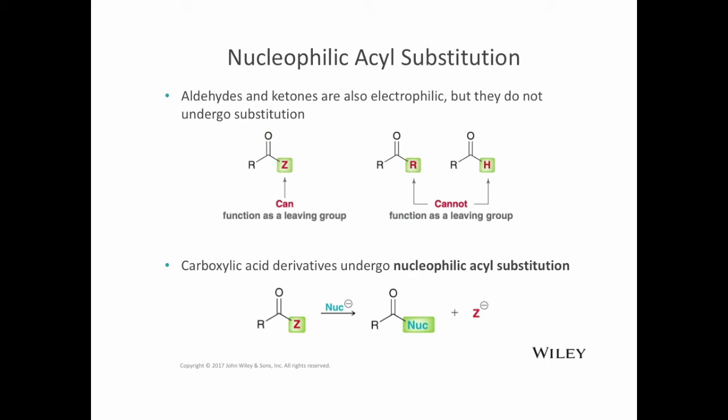Carboxylic acid derivatives undergo reactions that are generically termed nucleophilic acyl substitution. So with aldehydes and ketones, these are electrophilic, but they do not undergo nucleophilic acyl substitution. And that's because the group here with a carboxylic acid derivative can function as a leaving group, whereas with aldehydes and ketones, the hydrogen or the R group could not function as a leaving group. And with this type of reaction, essentially what you're going to have is a nucleophile replacing the Z group here of your carboxylic acid derivative.